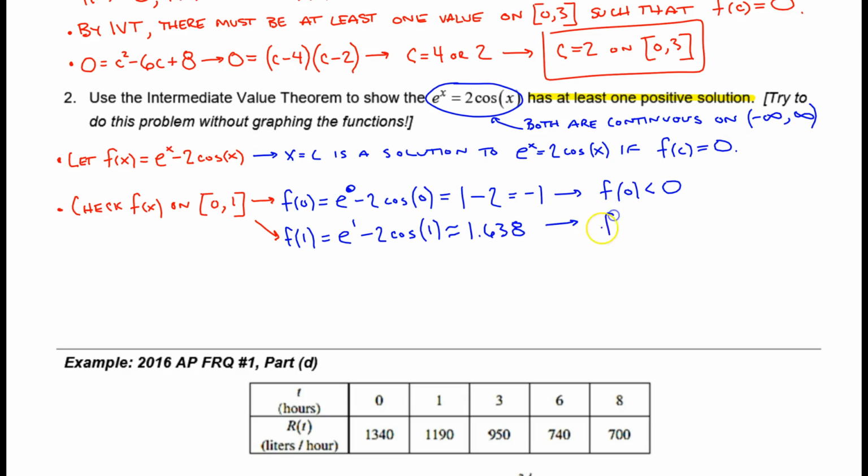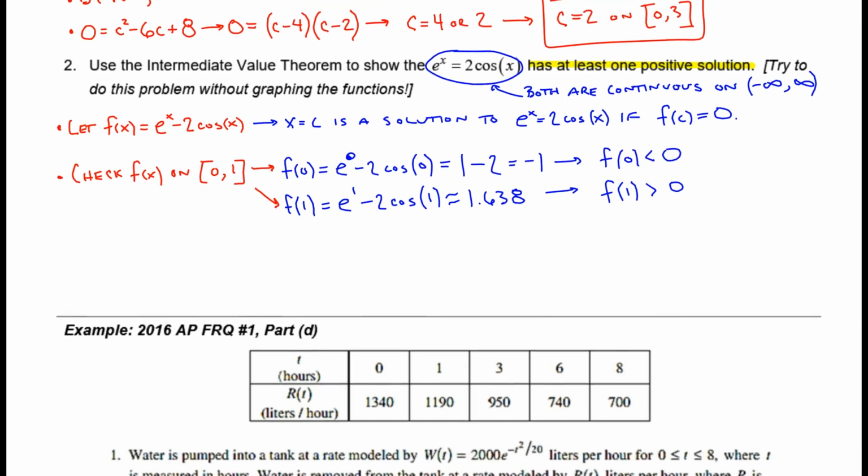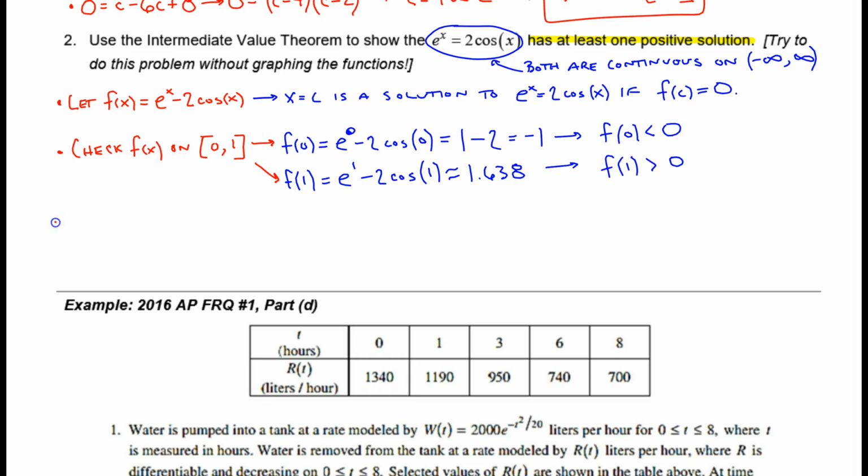So now I know this. F of 1 is definitely greater than 0. I mean, clearly 1.638 is greater than 0. Okay, so I'm practically done now. I just have to make a final statement here. I have all that I need. By the intermediate value theorem, f of x has a 0 on the closed interval from 0 to 1.